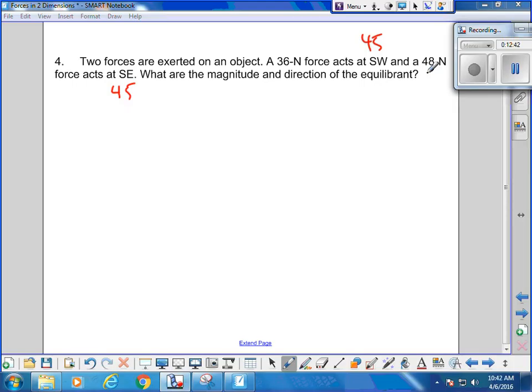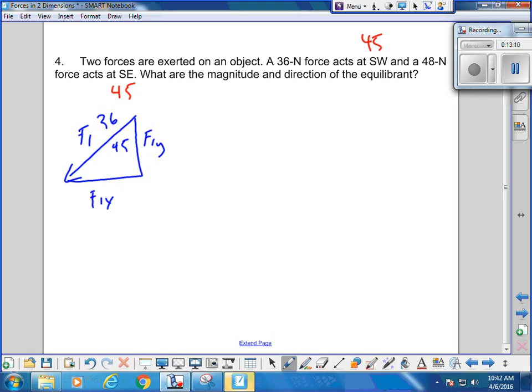So it's a 36 Newton force acting at southwest. Southwest is down and to the left, right? So like that, let's call that one force 1. And it's 36 newtons. It just says southwest, so that tells us automatically that it's 45 degrees. So this one here is going to be F1x, and this one here is going to be F1y, southwest.